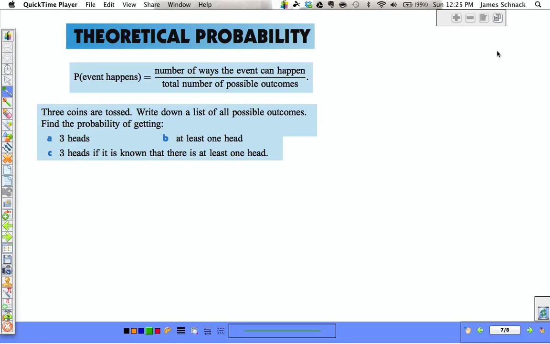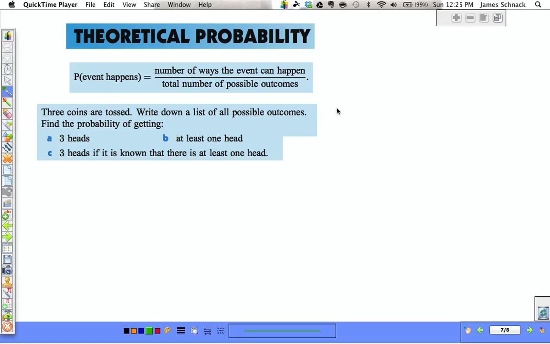All right, theoretical probability. We're going to move away from the experimental, from actually doing things and collecting data, to what do we expect to be happening? How many ways can something happen out of the total possible ways that anything can happen? So 3 coins are tossed. Write down a list of all possible outcomes, then find the probability of these things.